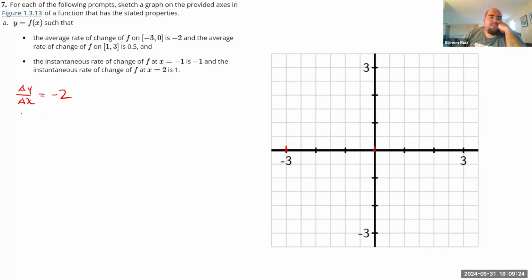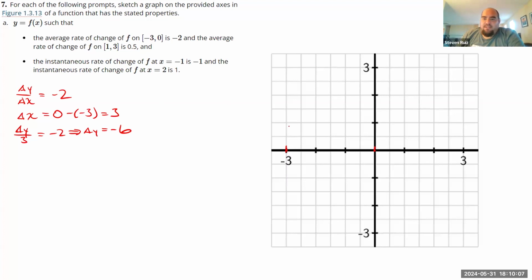So what are we also told? We're also told how long this interval is. So what is my delta x? Basically, it's however far apart the x values of the interval are. So 3. So what does that mean my change in y has to be over that interval? Delta y over 3 equals -2. That means that delta y equals -6. So here's what I know for this first part of this bullet: over a span of 3 x units, I need to decrease by 6 y units.